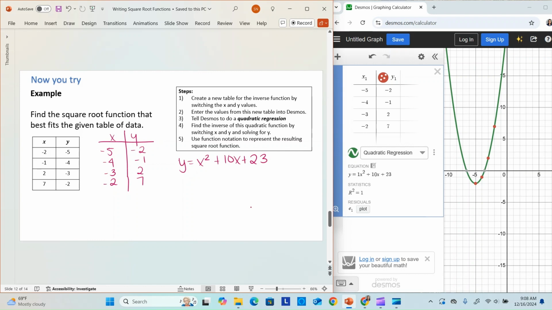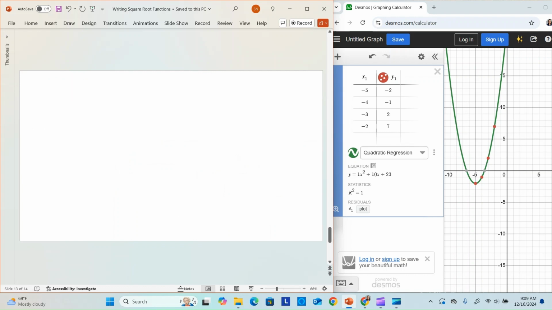So I'm going to now switch x and y so I can find the inverse. So I have x equals y squared plus 10y plus 23. Okay, well, I want to get my y terms by itself. So I'm going to go ahead and subtract 23 from both sides. When I do that, I get x minus 23 equals y squared plus 10y. I'm going to go to my next slide because I'm almost out of room. So I have x minus 23 equals y squared plus 10y.